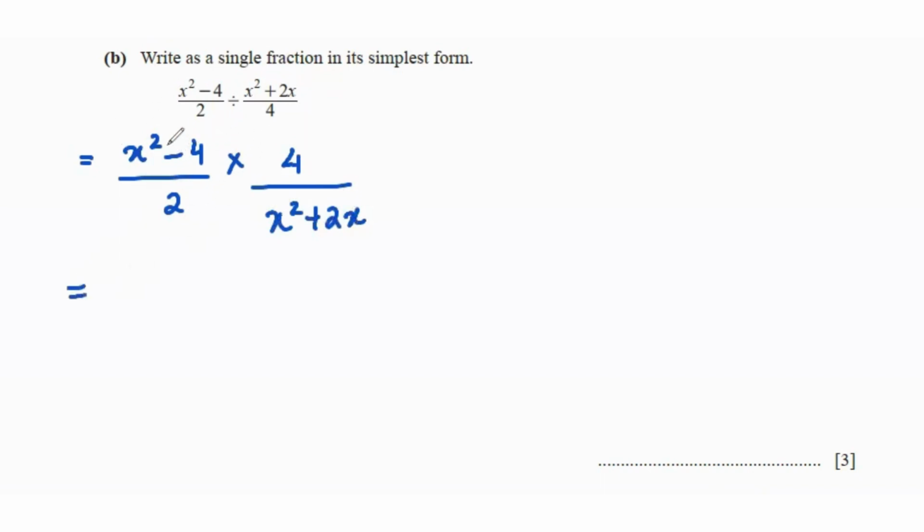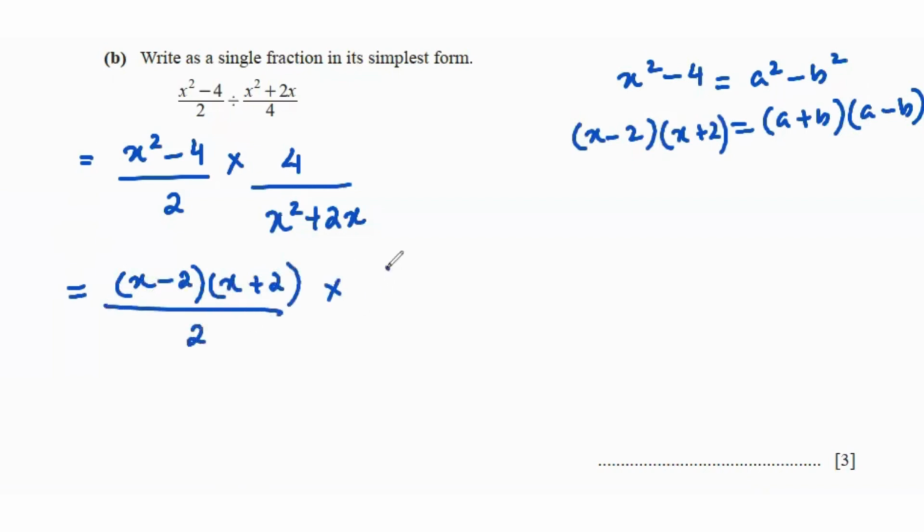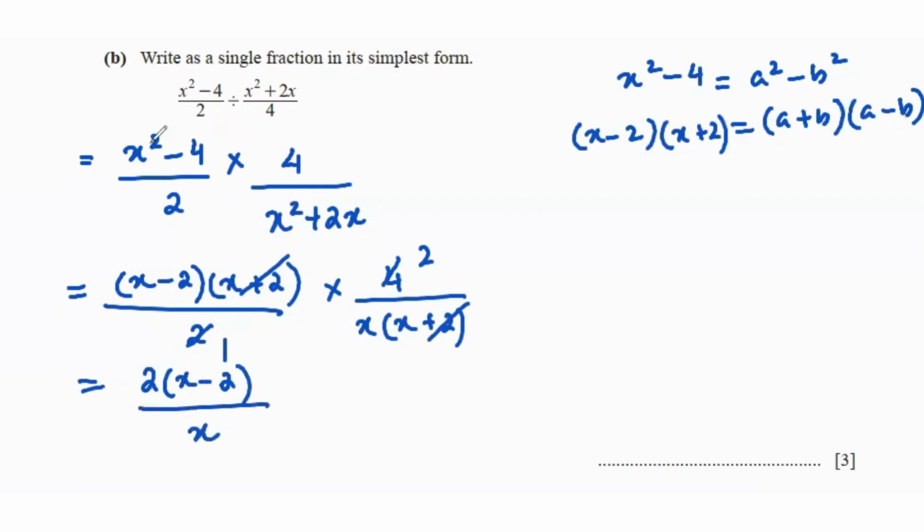Now let's factorize the quadratic parts. x squared minus 4 is basically a difference of perfect squares. That is equal to (a plus b) times (a minus b). So over here, that's going to be (x minus 2) times (x plus 2). So (x minus 2)(x plus 2) over 2, times 4 over x, and we have a common factor, x plus 2. Cancel the x plus 2. 2 ones are 2, 2 twos are 4. So 2 times (x minus 2) over x is your answer.